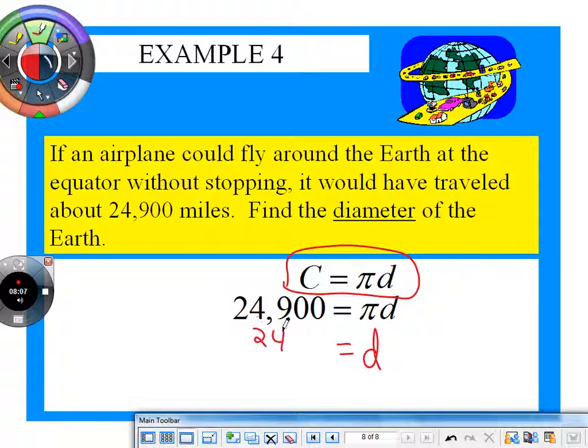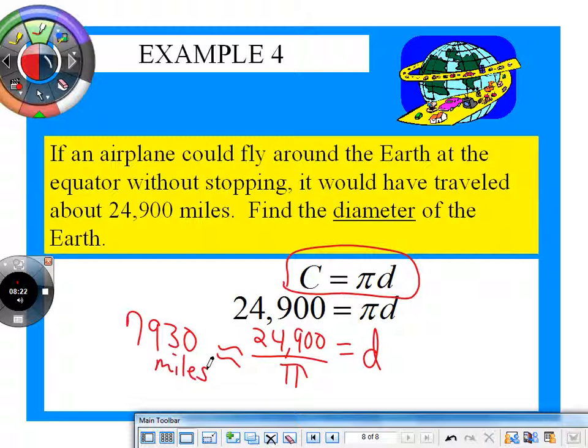So it's just 24,900 divided by pi, and I think that's approximately, I forget, 7,930 miles. And I should put my units in here. Let's see, circumference. That's all right. Circumference is in miles, so these are all miles. Yeah, I'm going to leave them out that time. All right, so there we go.